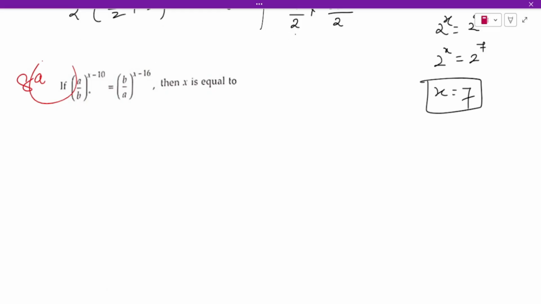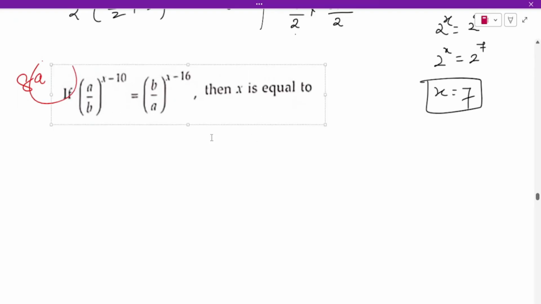Here we have given in base a by b power x minus 10, and on the right we have given b by a over power x minus 16. We need to find the value of x. By using the reciprocal law on the right side, we can make the base of both left and right the same. On the left we have a by b, on the right we have b by a.